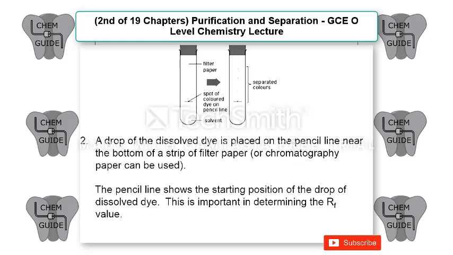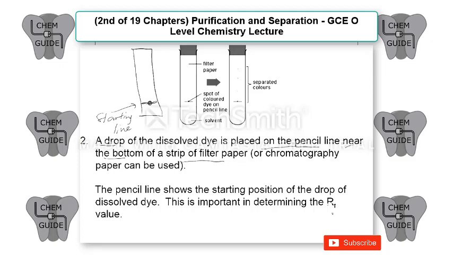After I dissolve the dye in a solvent, I will put a drop on a pencil line near the bottom of a strip of filter paper. So I have a filter paper here. I will draw a pencil line, and then I will put 1 dot here. Why is this pencil line drawn? It's because later on, when it is separated, the dye may split into various parts, and we will need to take some measurements. To take a measurement, we must know where it has started from. So this is basically the starting line. The pencil line indicates the starting line.